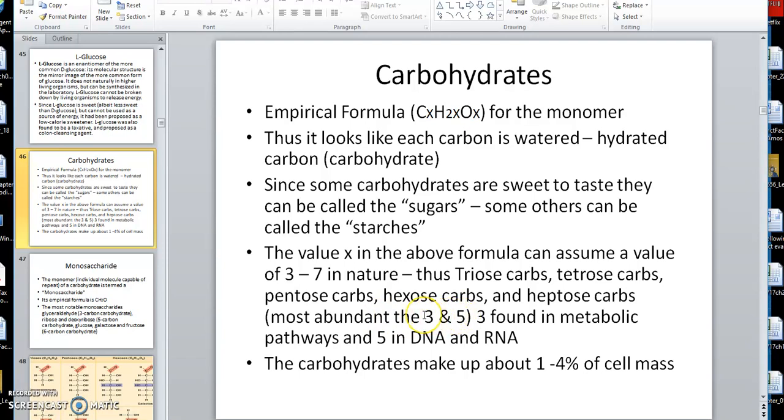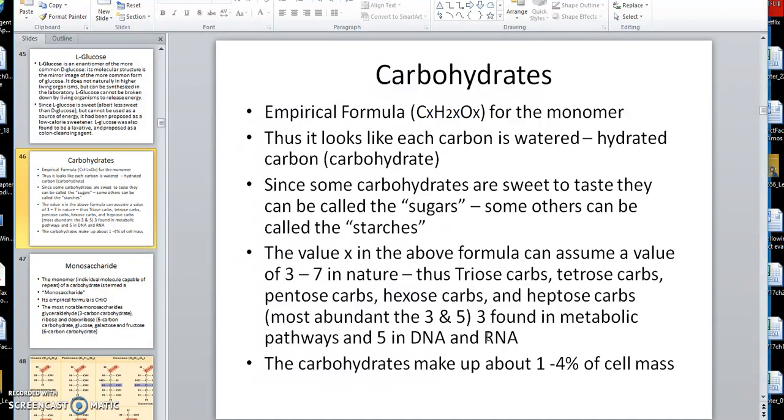The 3-carbon sugars are found in metabolic pathways that you'll see later in this course. And the 5-carbon sugars, ribose and deoxyribose, are found in DNA and RNA. So the 6-carbon one, like glucose, you would think is the most abundant, but not really, because you find more 3s and 5s if you look in the human body. The carbohydrates make up about 1 to 4% of your cell mass.